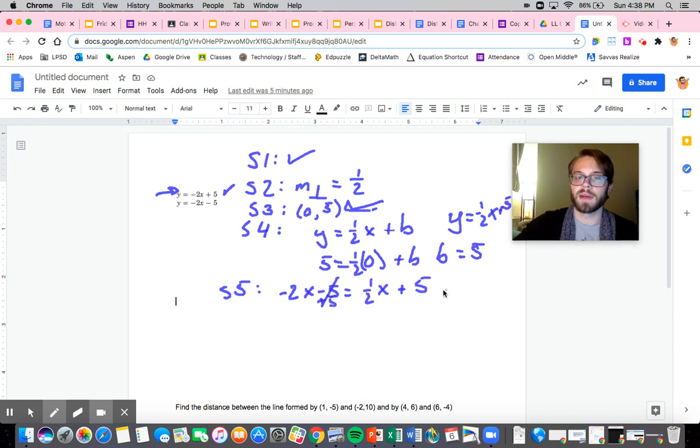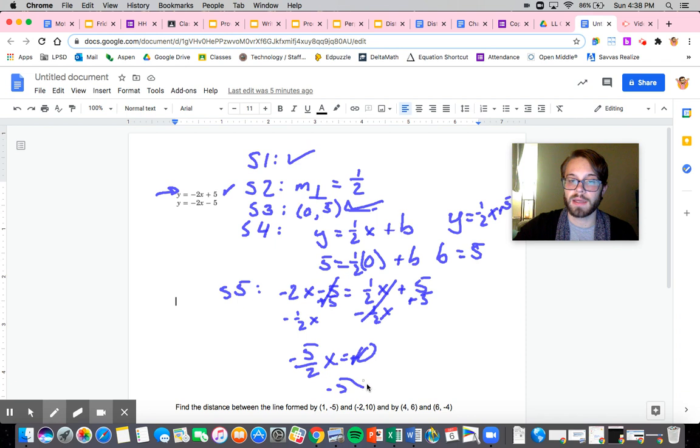So add 5 to both sides. Subtract 1/2 x from both sides. So this is the same as -5/2 x is equal to 10. Multiply everything by 2, I get -5x will equal 20. So x is equal to 4.